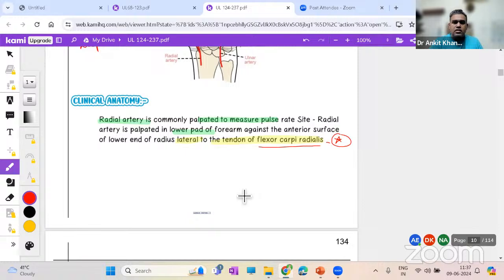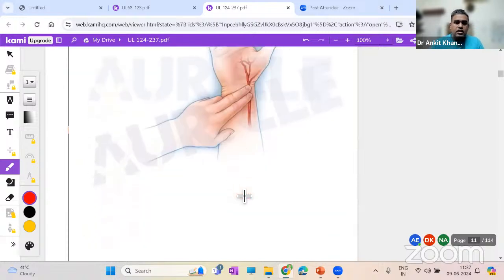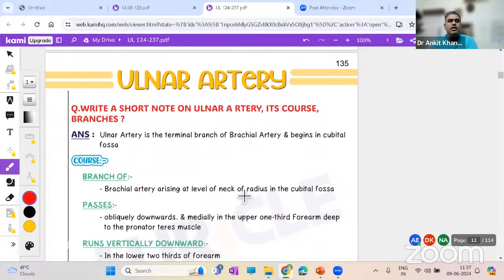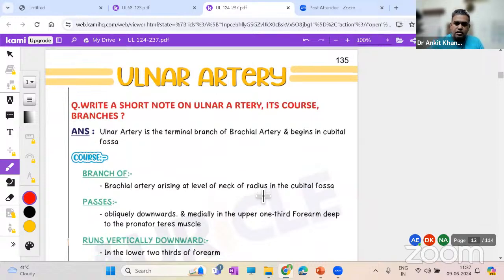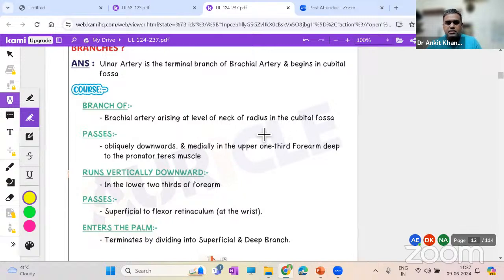Fair enough. Now, as we go down over here, the palpation of the radial artery, that also you can draw. Ulnar artery, on the other hand, we have seen a bit of. The origin will be the same at the neck of the radius, but then it will go medially and deep to the pronator teres muscle. The pronator teres muscle was actually the superficial muscle. So this artery will go deep to the pronator teres muscle, that you should remember.